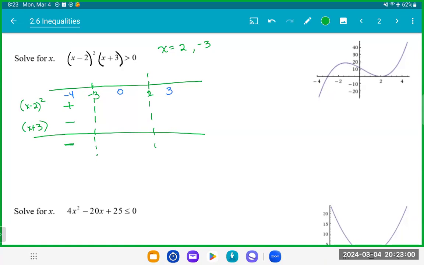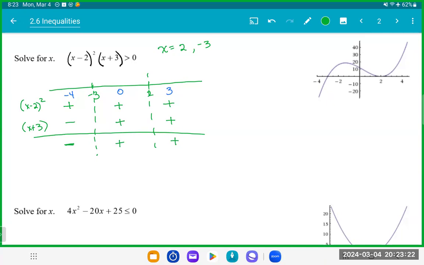Plugging in the 0, I'm going to get positive. Anytime I square anything, I'm going to be positive, so that's going to be positive all the way across the board. 0 plus 3, that's positive. 3 plus 3, that is positive. So we have positive times positive is positive.